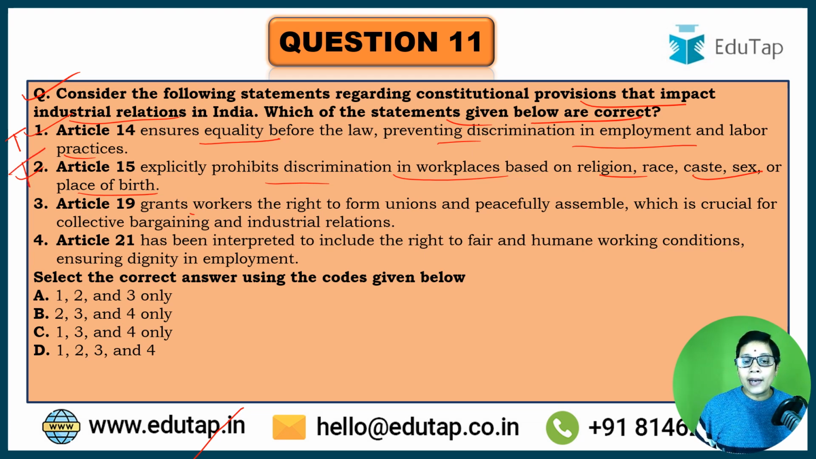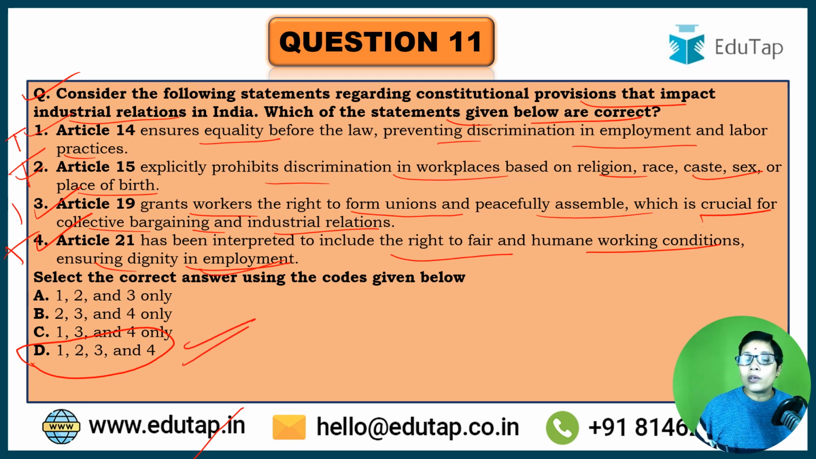Article 19 grants workers the right to form unions and peacefully assemble, which is crucial for collective bargaining and industrial relations. Yes, this is also very much true. Article 21 has been interpreted to include the right to fair and humane working conditions ensuring dignity in employment. So right to everything comes under Article 21, right to life and all that, so that is also included. Yes, this is also very much true. So here 1, 2, 3, 4 are the correct statements. So D is the correct answer.